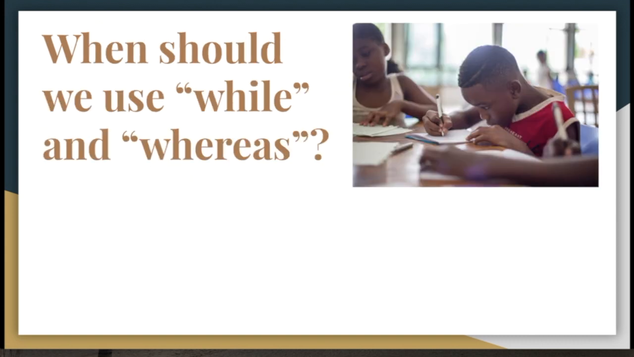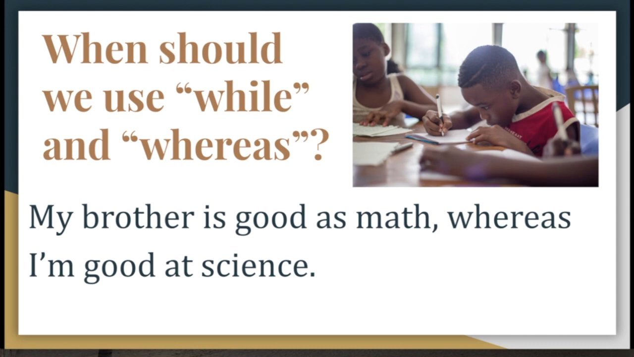All right, let's look at two other ones, while and whereas. When should we use while and whereas? My brother is good at math. Now notice that we have a comma before while and whereas. It's a little bit different than the other ones we looked at. It has a different use, a different rule with the comma. My brother is good at math, comma, whereas I'm good at science.